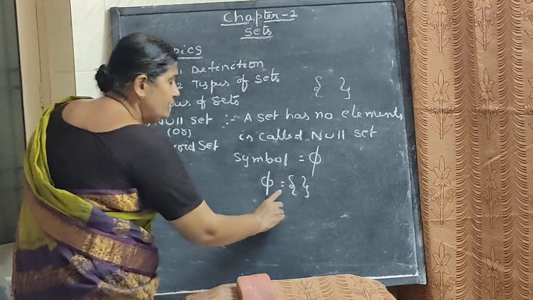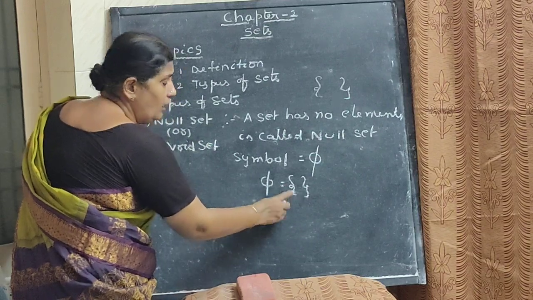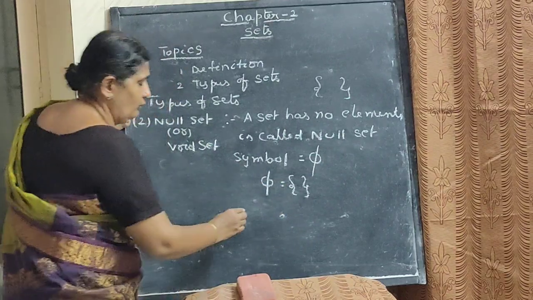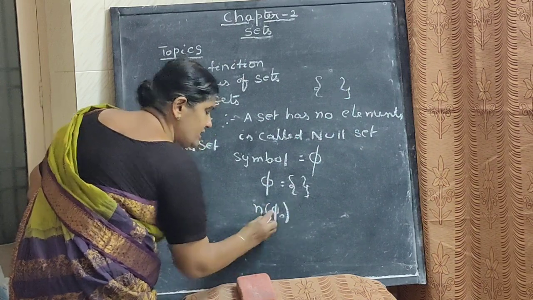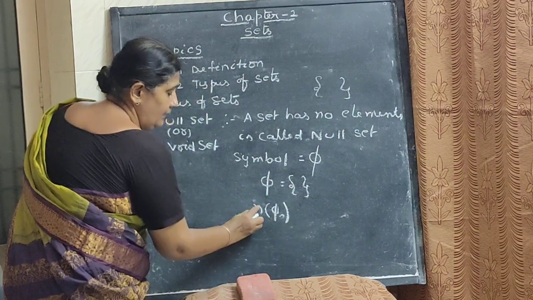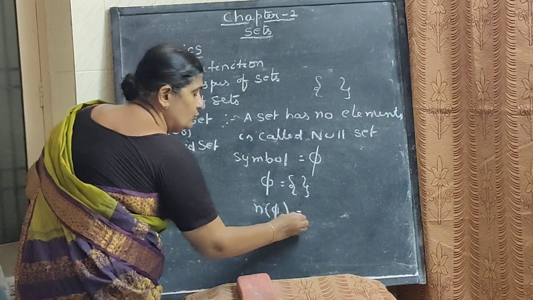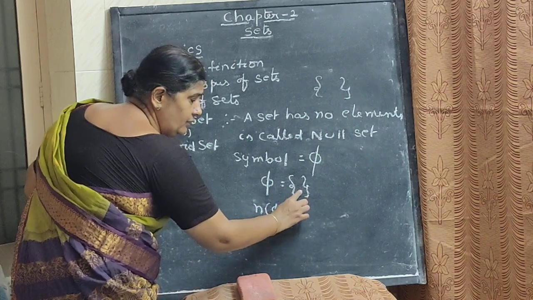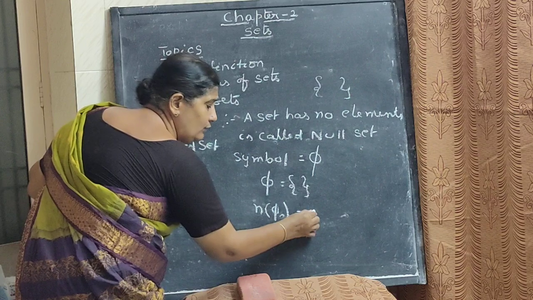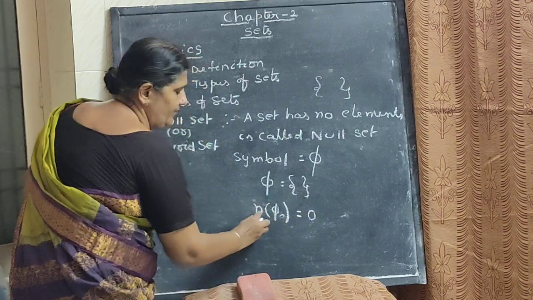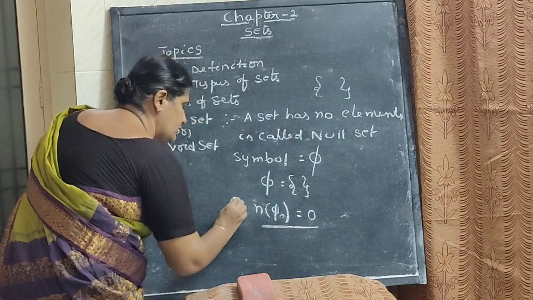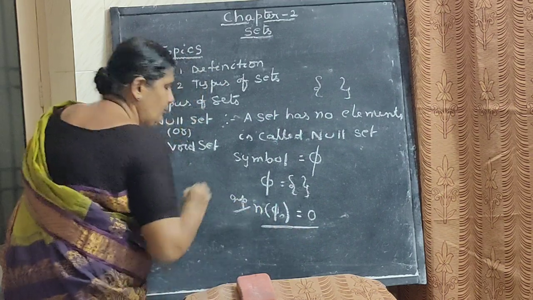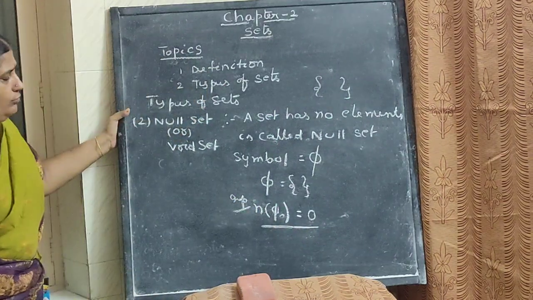For this one, very important, how to write the cardinal number. What is the cardinal number? The number of elements in a set. What is the set here? Null set. n of phi is equal to, are any elements there? Nothing. Nothing means what value in mathematics? 0. So n of phi is equal to 0. This is a very important concept.